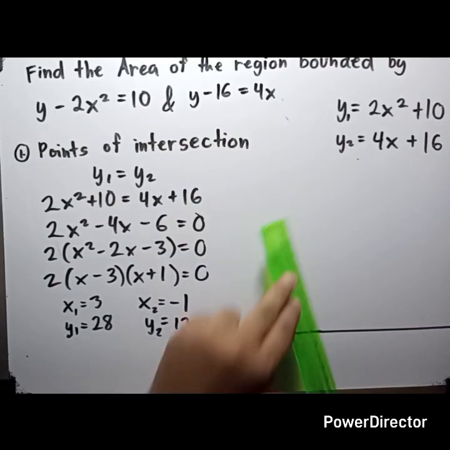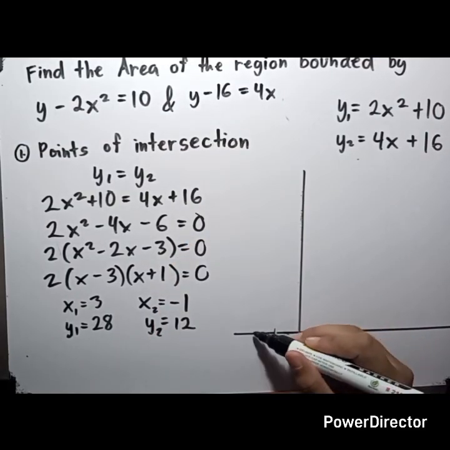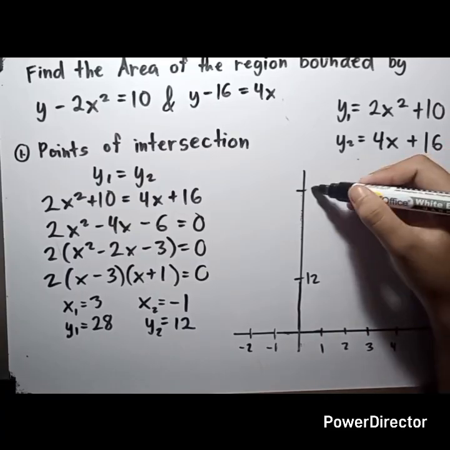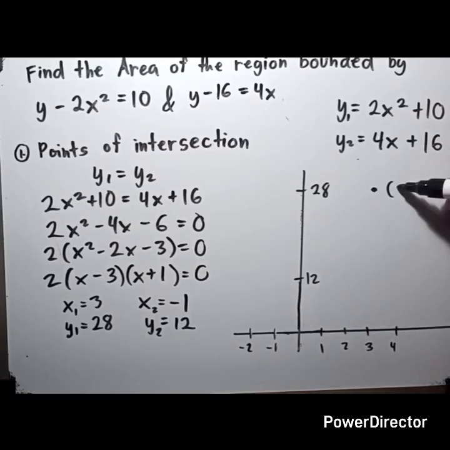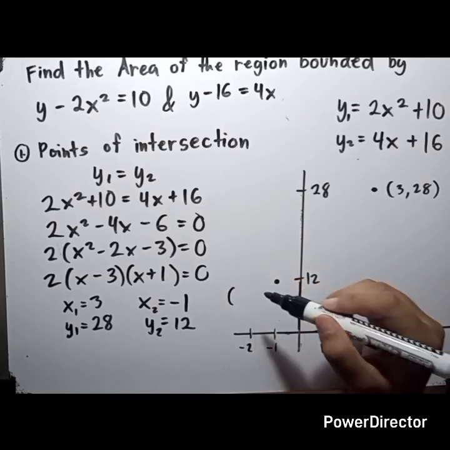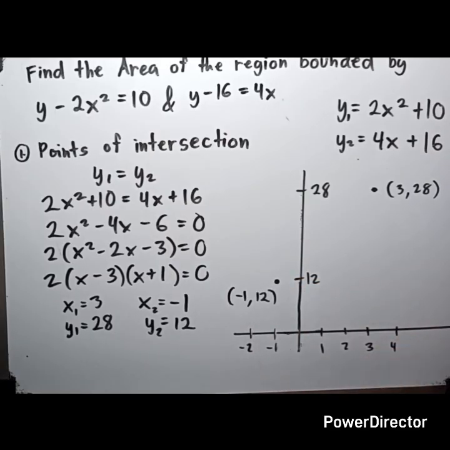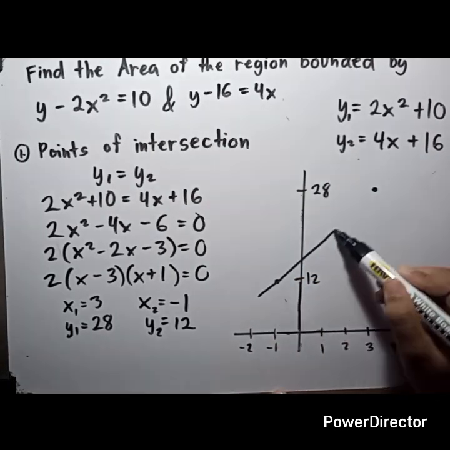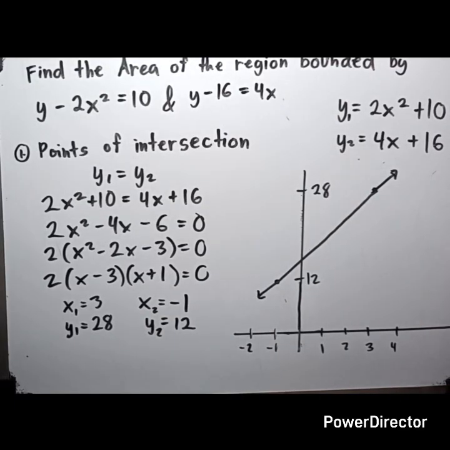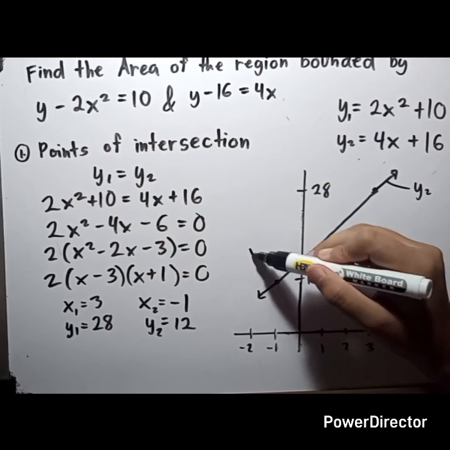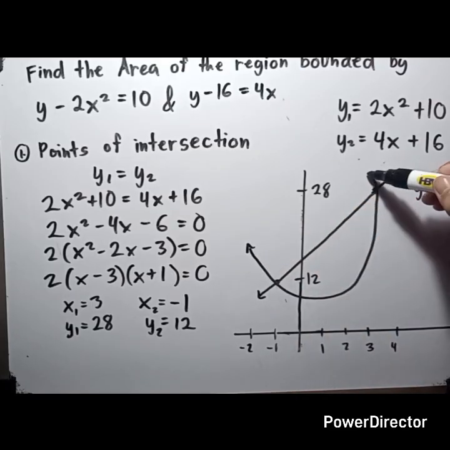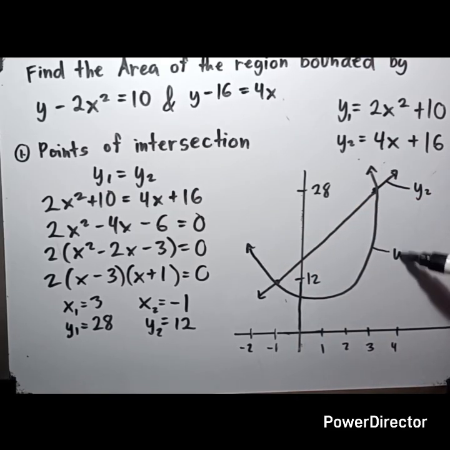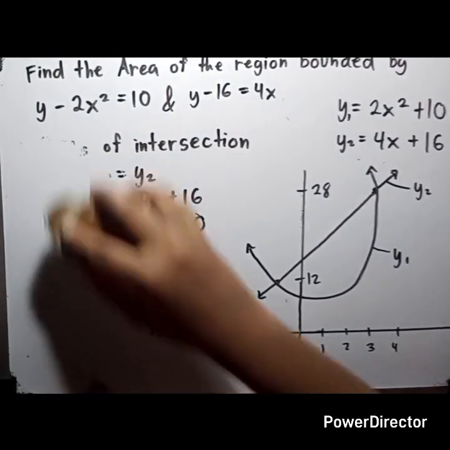We can now plot the points of intersection. We know that the function of this line is the given linear equation. We also have a given quadratic equation, so it is a parabola like this curve. If you don't know how, try to input values of x between -1 to 3 using the given quadratic equation.